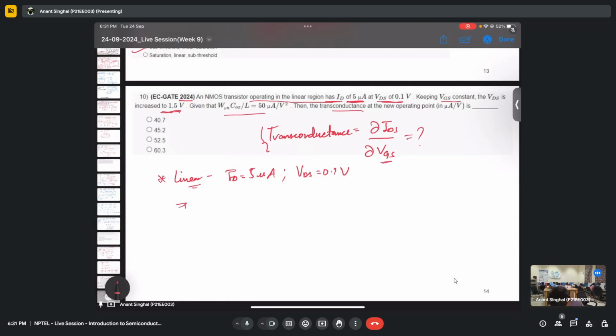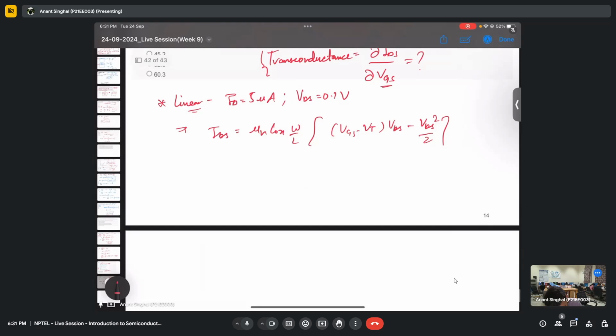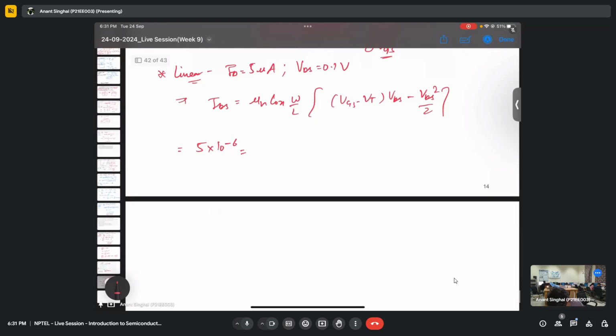So in linear, we have done this: mu n C ox W by L times VGS minus VT, VDS minus VDS square by 2. So let's just calculate it. It is 5 micro, and mu n C ox W by L is given. So this is mu n C ox W by L, this is 50 micro, and what we have else is VGS minus VT.